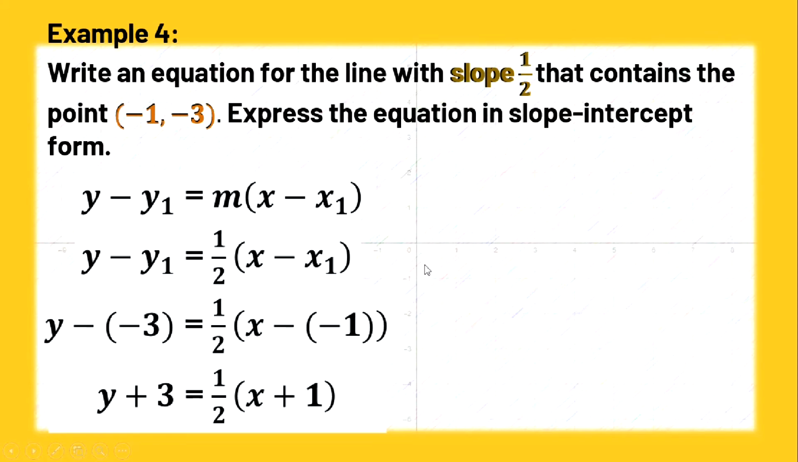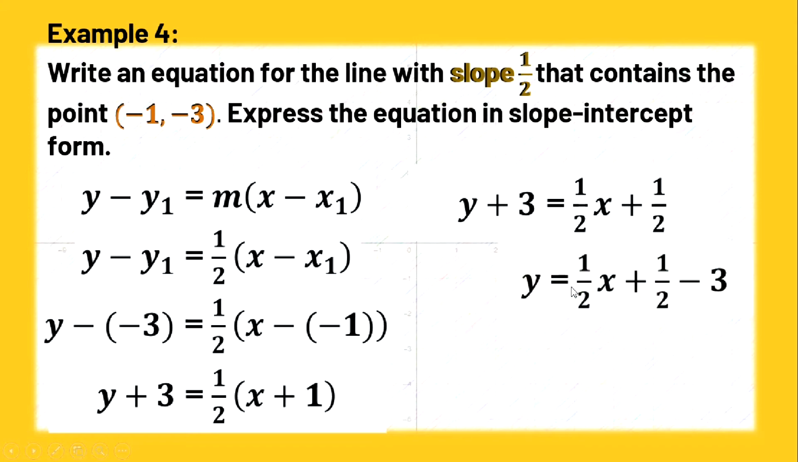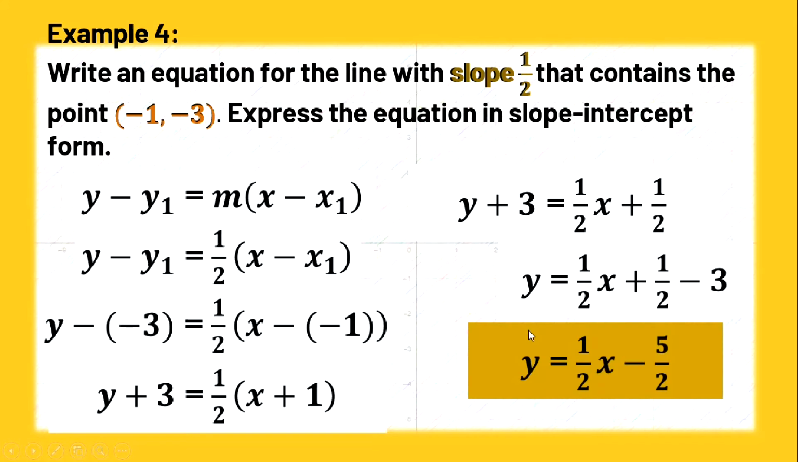Next, distribute natin si 1/2. So we have y plus 3 equals 1/2 times x is 1/2 x and 1/2 times 1 is 1/2. Then, transpose natin si 3. Sa right side, we have y equals 1/2 x plus 1/2 minus 3. Then, simplify, we have y equals 1/2 x minus 5 over 2. And this is the slope-intercept form of the given equation.